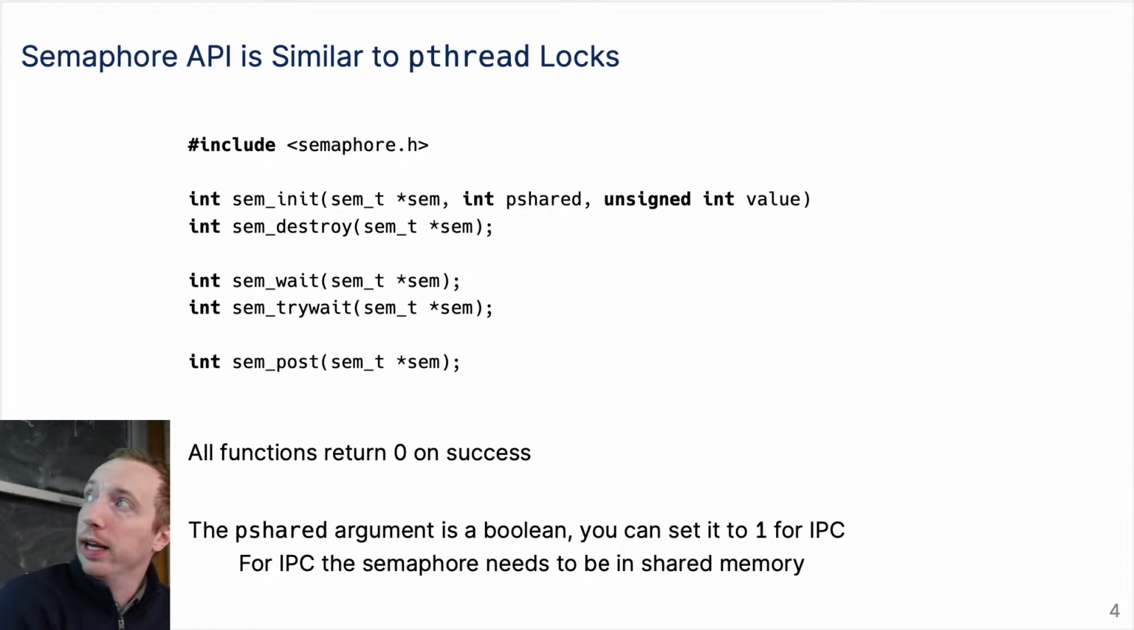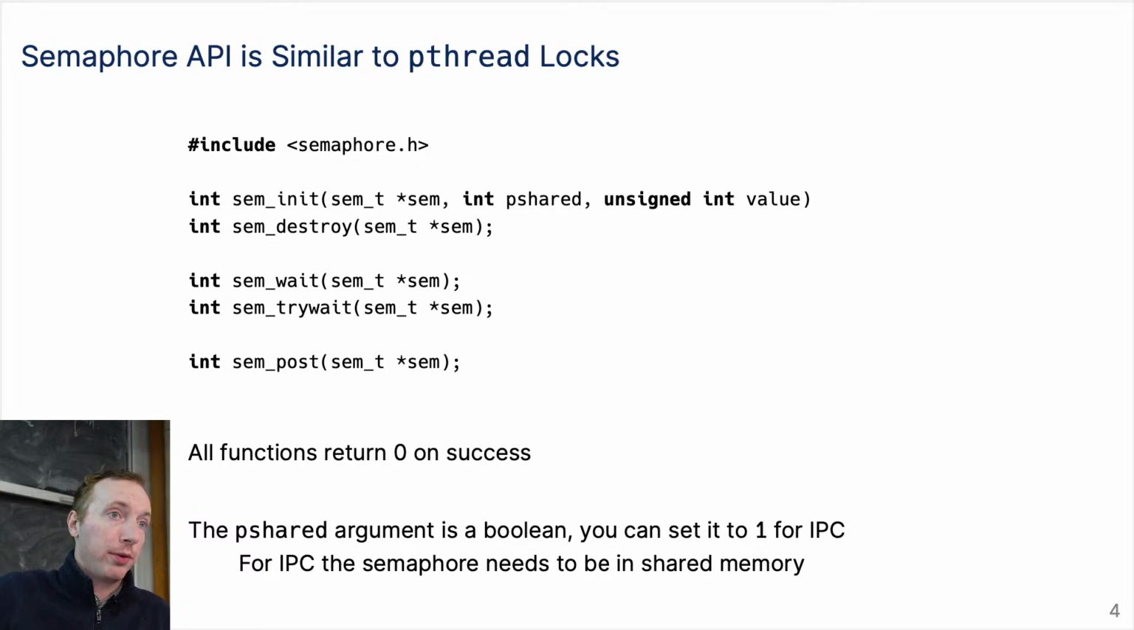It takes an address of a Semaphore, which you can allocate however you want, put it on the stack, malloc it, whatever. Then the second argument is p-shared, which just specifies whether or not you want this to be shared across processes. For the purposes of this course, we'll just always set it to 0. That says don't share it. And then there is the value, the initial value that you create for the Semaphore. Then you destroy it, and then there are our two fundamental operations, wait and post.